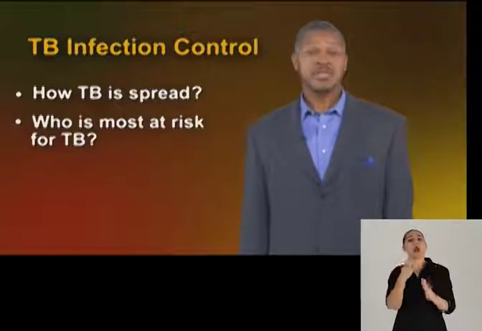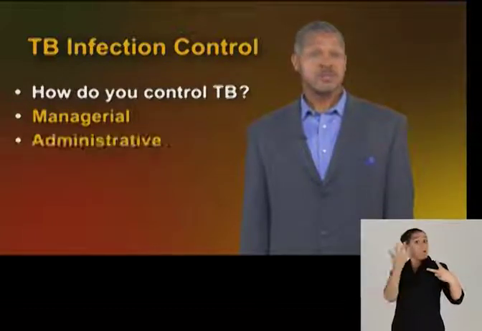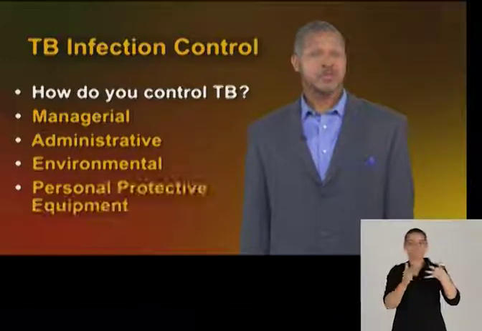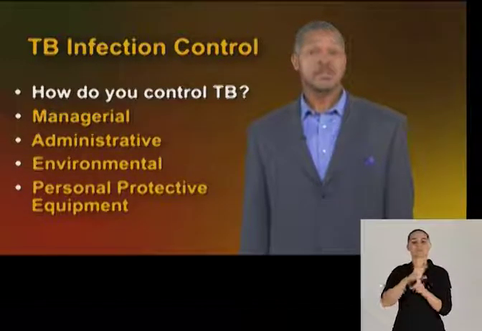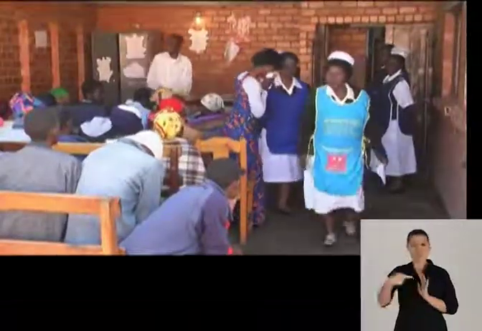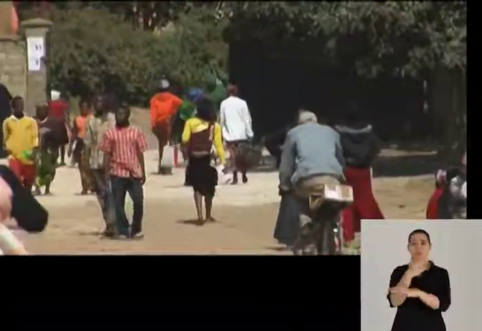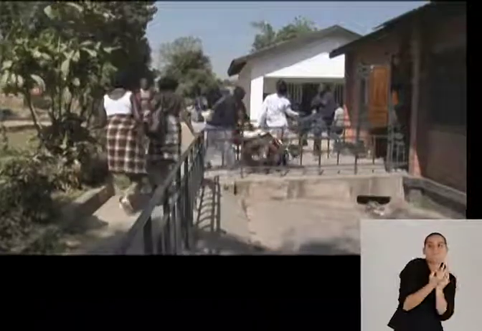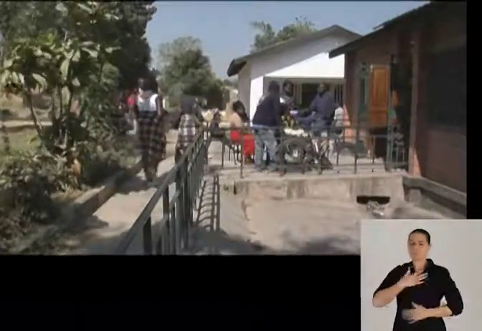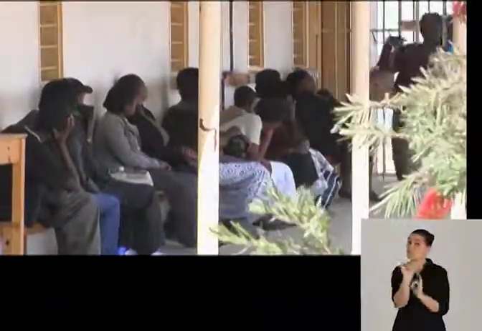In summary, we've covered the basics of TB infection control, including how TB is spread, who is at most risk for TB, and the managerial, administrative, environmental, and personal protective equipment measures that can be used to control TB. You personally are very important in preventing TB transmission from one patient to another, from a patient to a visitor in your clinic, and to yourself and your family. If you think you may be infected, it's important to get screened and seek care immediately. Although tuberculosis is a serious disease, it can be treated and cured.